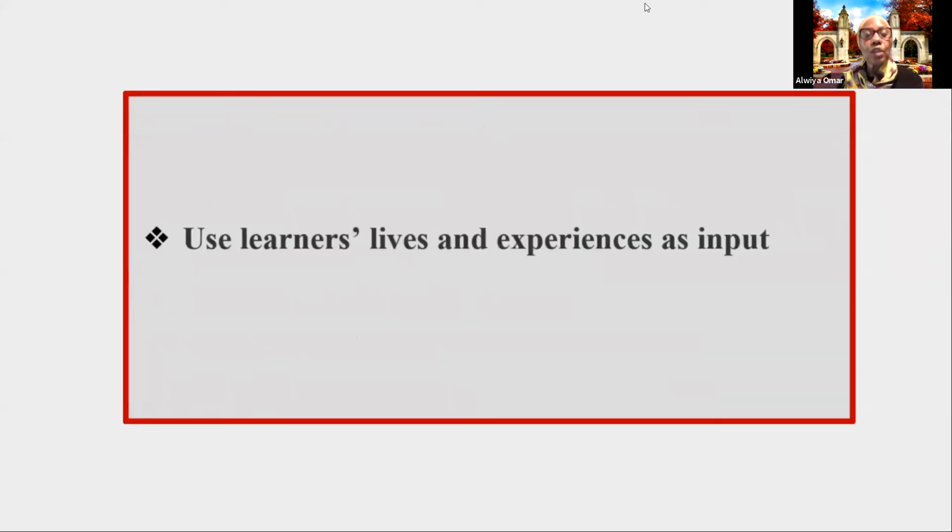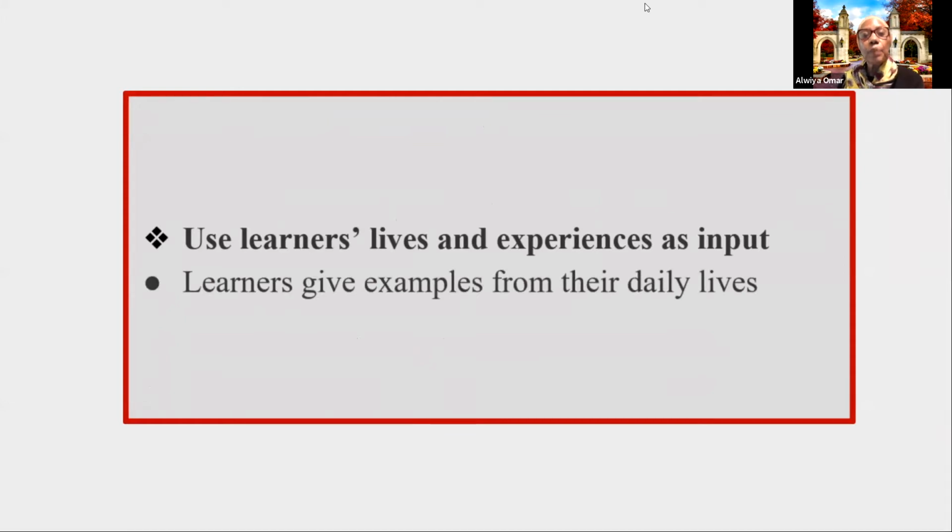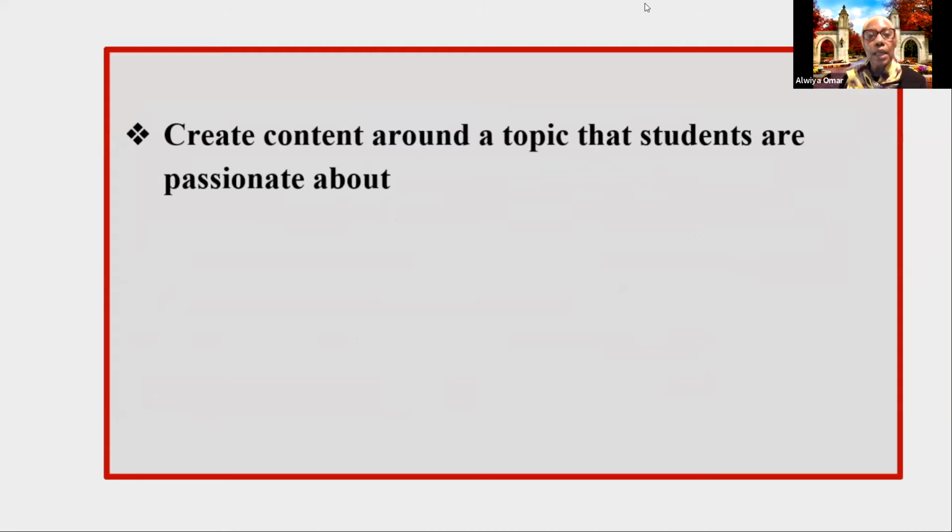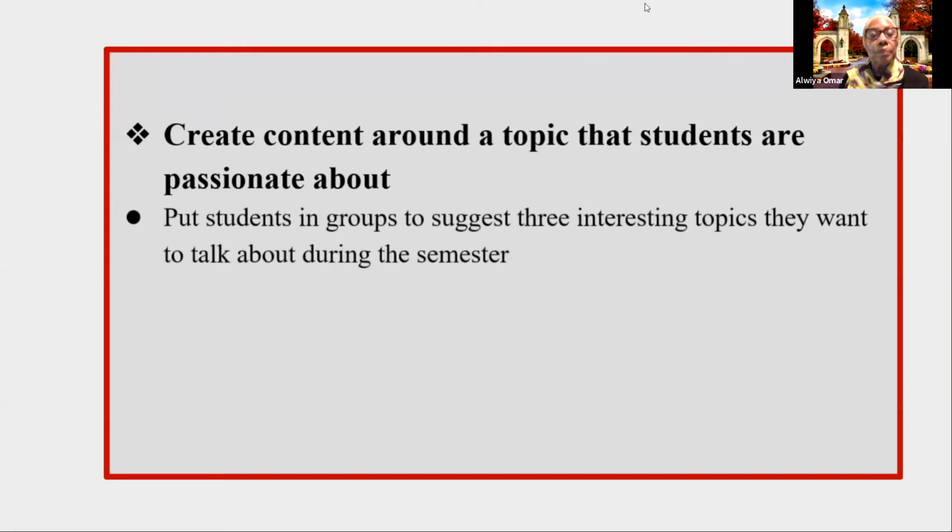Looking at the first one, use learners' lives and experiences as input. Learners give examples from their daily lives. So when they do different topics, you can connect them with their daily lives and experiences. Then two, create content around a topic that students are passionate about. You can put students in groups to suggest three interesting topics that they want to talk about during the semester. This can be at the beginning, the first week, when you introduce the syllabus and ask them for their feedback.